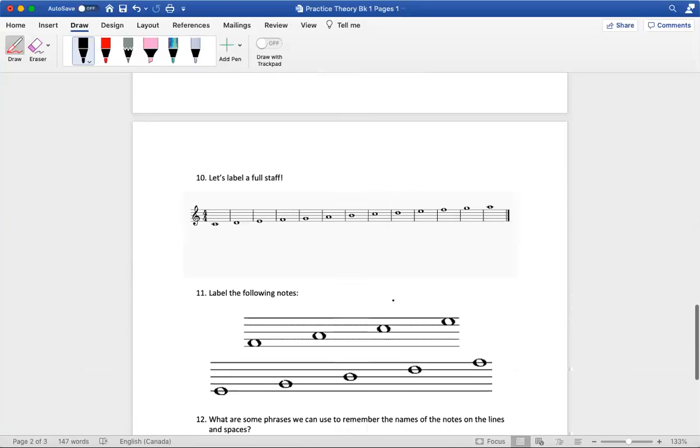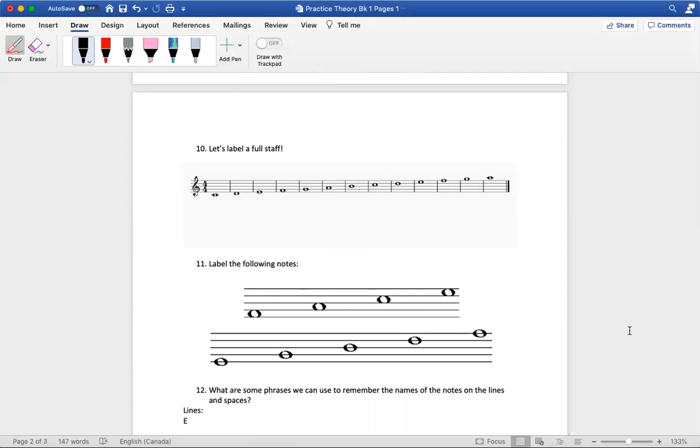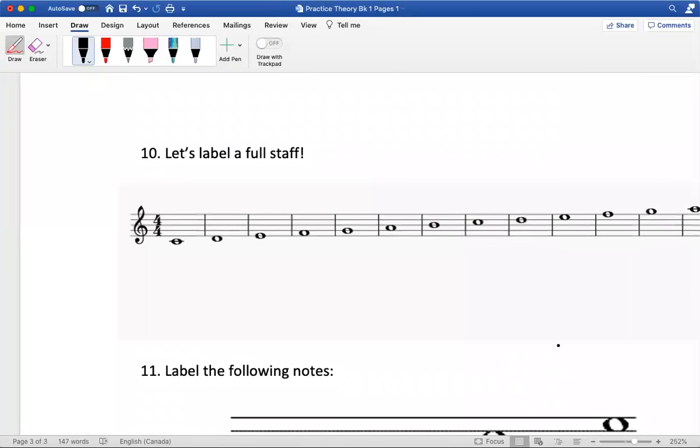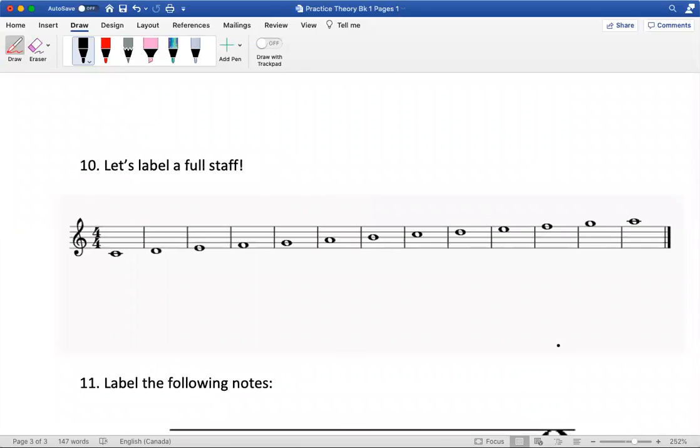Okay, let's label a full staff. So I'm going to zoom in a little bit on this one. Hopefully that works for you. We remember that our bottom line, if we go through every good boy deserves fudge, our bottom line is E. And working backwards, we can determine that E in our musical alphabet, D comes before that, and C comes before that. So C, now this is the first note in the space, so that must be F. Every good is G.